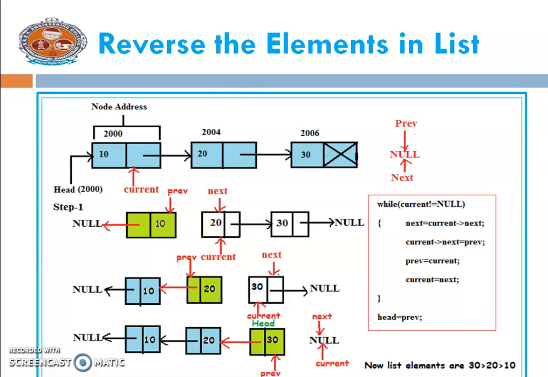Again iterate the loop, current not equal to null. Yes, the condition is true. Current is pointing to the 2004 address. Next is equal to current of next. Current of next is equal to previous. The red represents the latest update. And previous is equal to current. Current is equal to next.